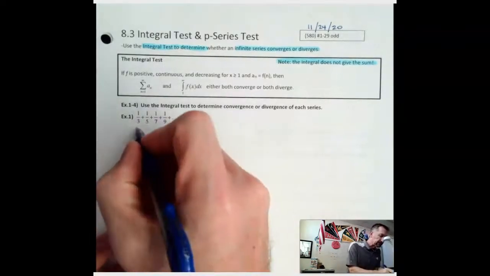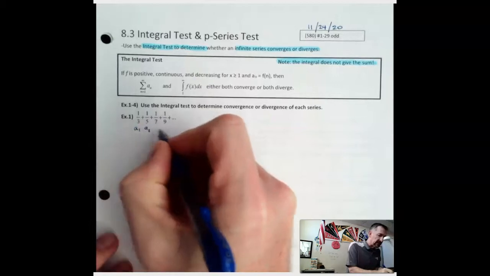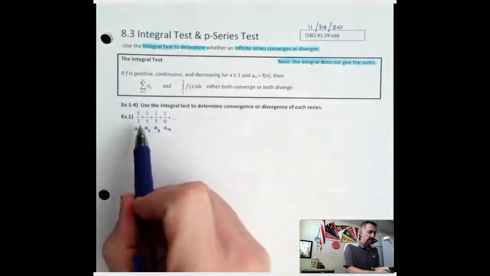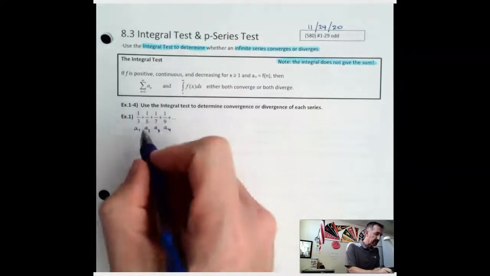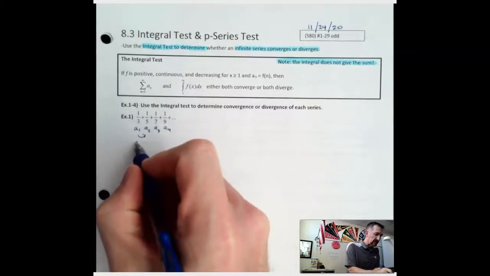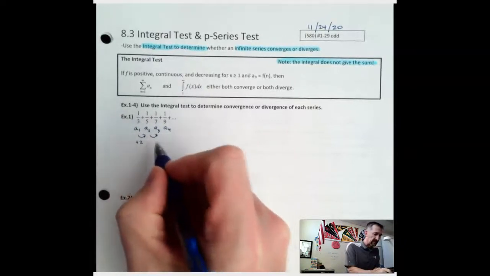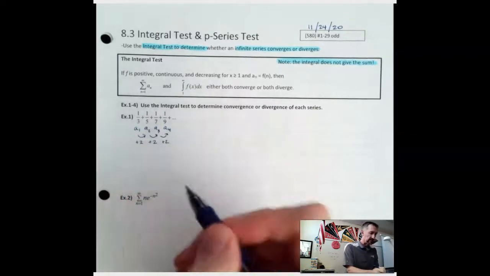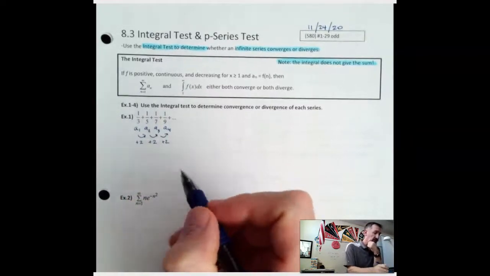So this is a sub 1, a sub 2, a sub 3, a sub 4. So if you look, you notice that we're adding 2 each time to the denominator. Right now I'm just focused on the denominator. The numerator doesn't appear to be changing or anything.